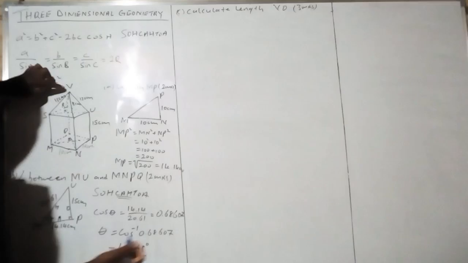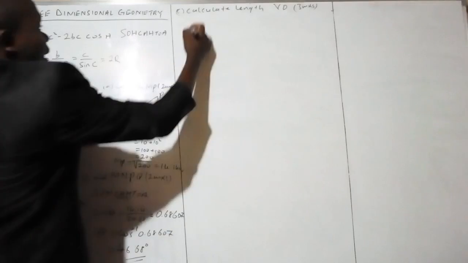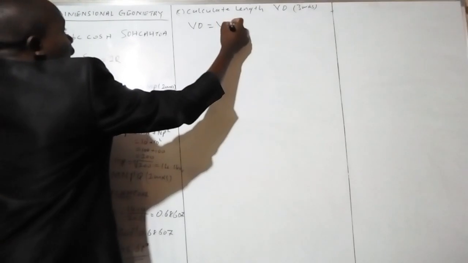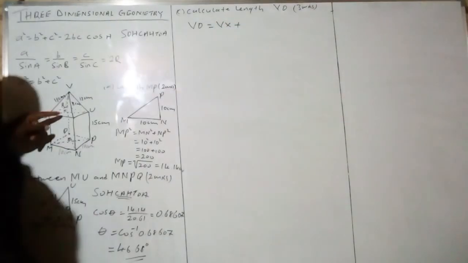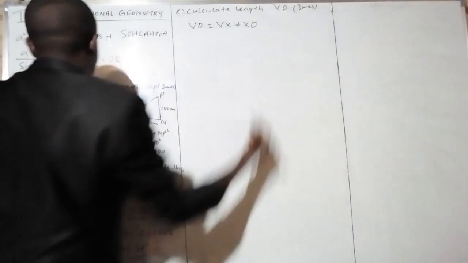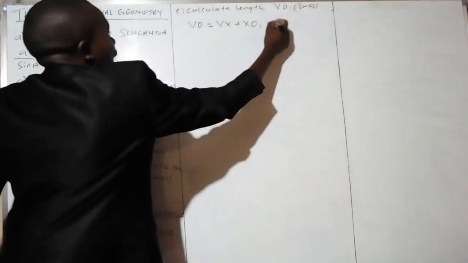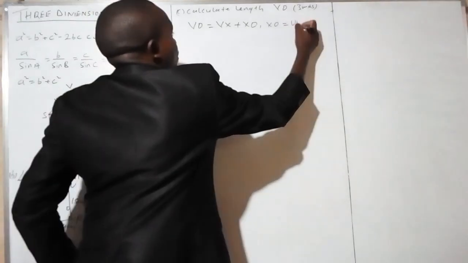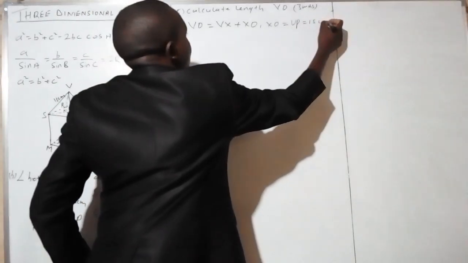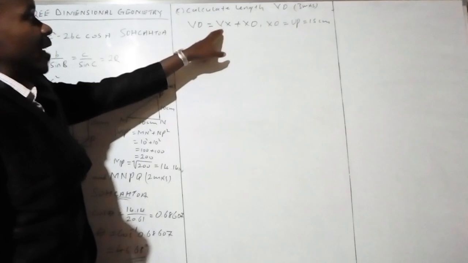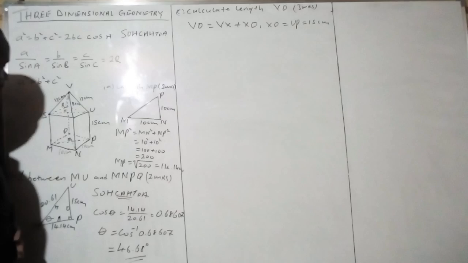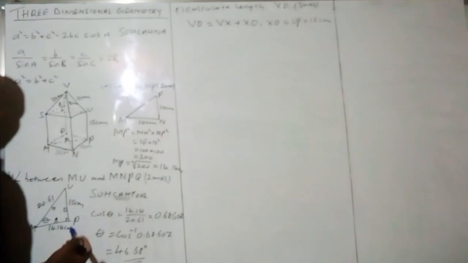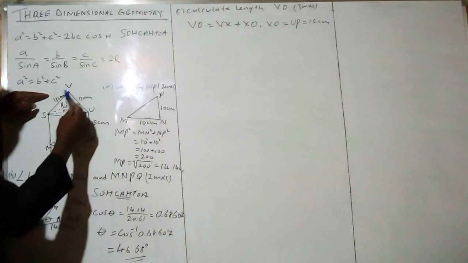We can say that VO is equal to VX plus XO. But XO is equal to UP, and UP is 15 centimeters. It means we are only going to calculate VX. How can we calculate VX? We can extrapolate a triangle VXU.